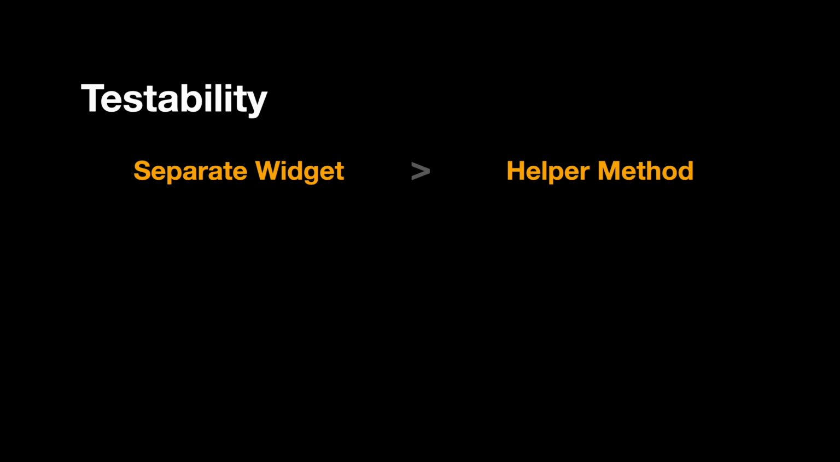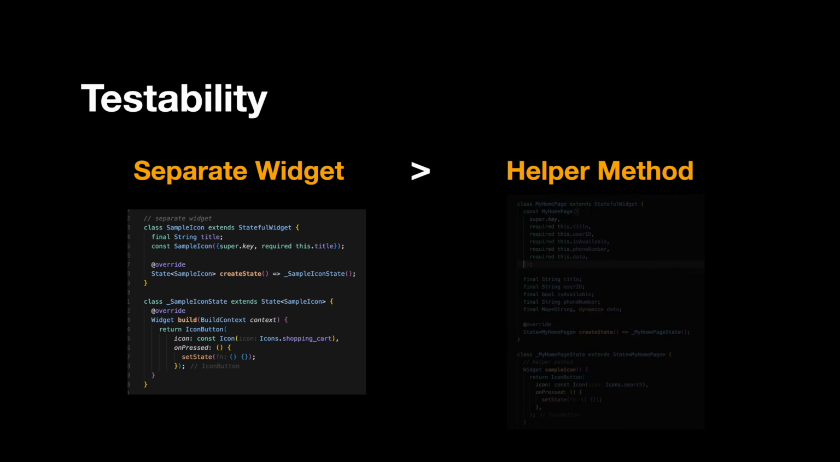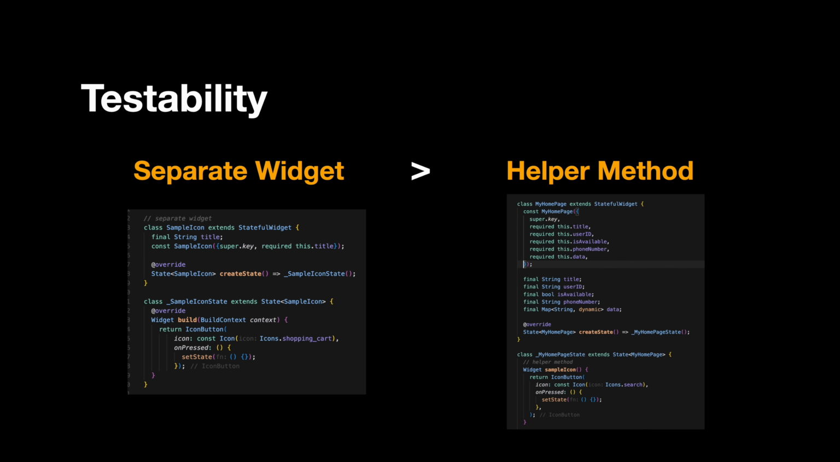Secondly, testability. Separate widgets are generally easier to test because they can be isolated more easily than helper methods. Suppose that we wanted to test the functionality of our sample icon. In separate widget version, our widget is isolated, and in the process of testing, we just create the needed dependencies. But in helper method versions, we need to reconstruct additional dependencies.